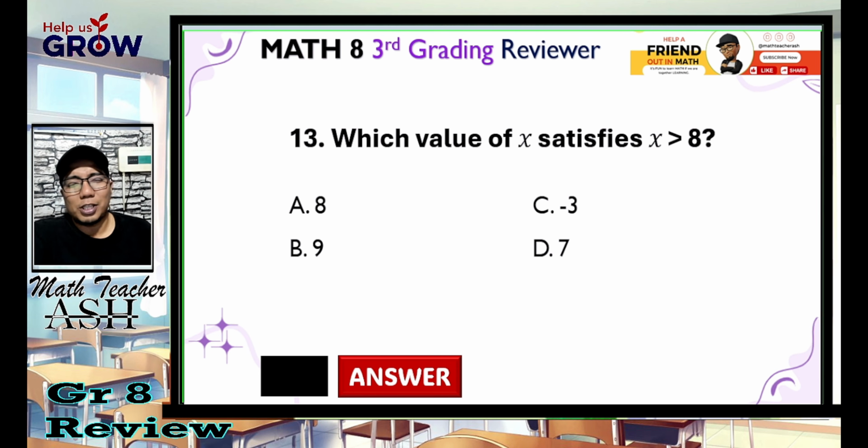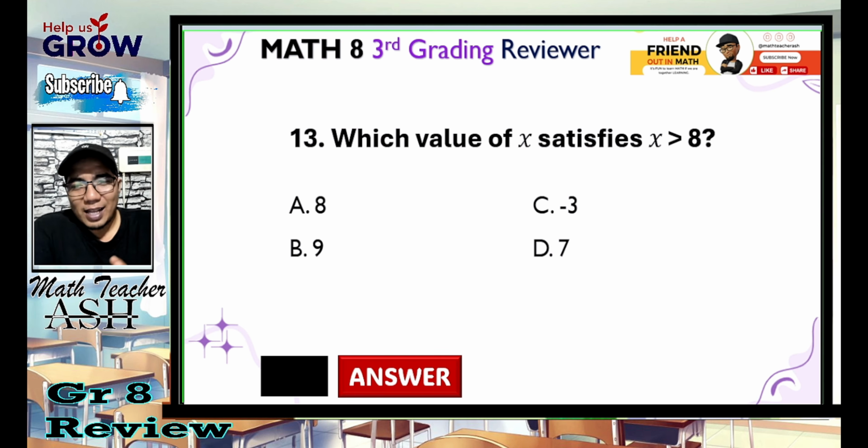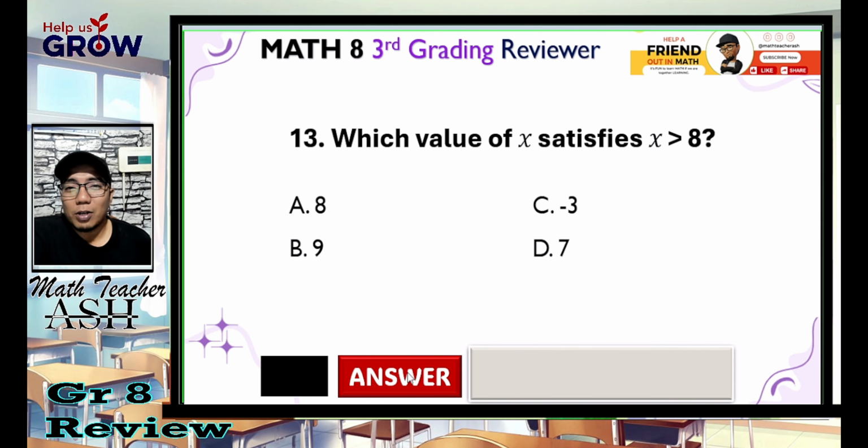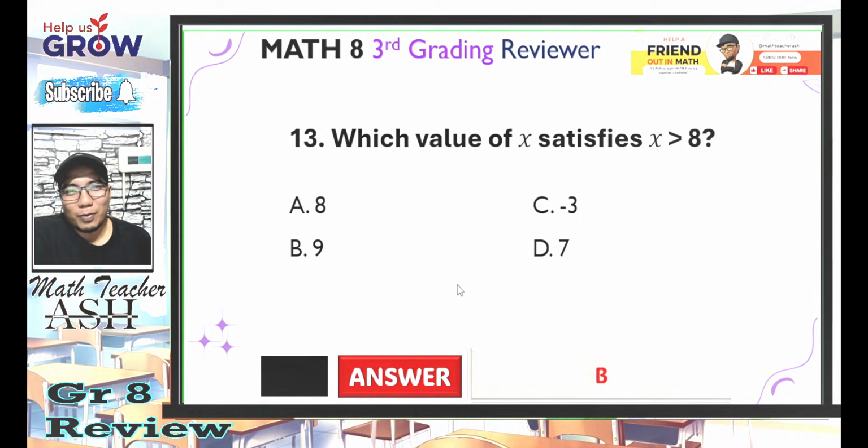Okay, my dear math learners, this question is very easy. Why? Because we are just finding a value of x that is greater than 8. So what are the numbers greater than 8? Of course, those numbers are 9 and above. So the correct answer would be letter B. Alright, let's check whether we are correct. Okay, easy, right? Now let us go to question number 14.